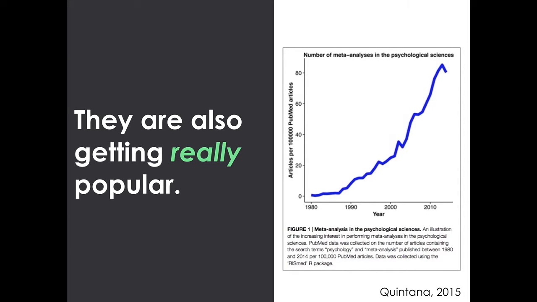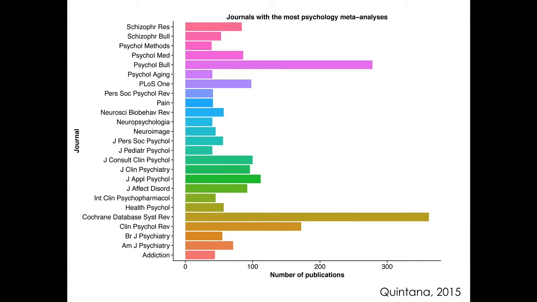Here's an analysis I did looking at the number of meta-analyses in the psychological sciences. And when you actually compare it against all articles published overall, there's been a humongous jump, particularly from about 1990 onwards. And a number of journals are also publishing meta-analyses, at least within psychology, but this is relevant to almost every field.